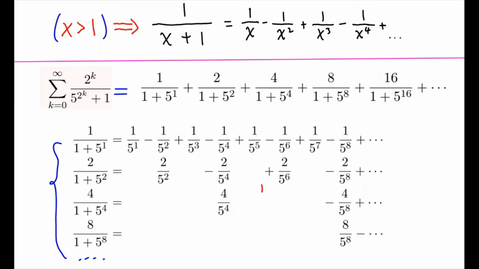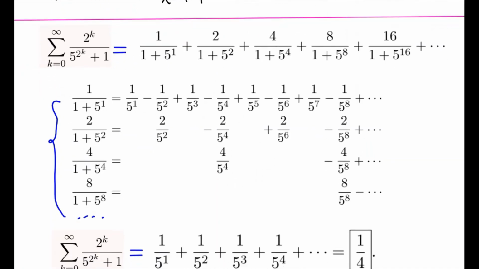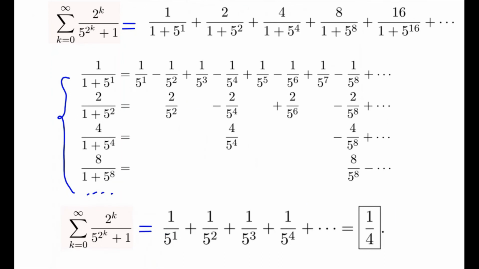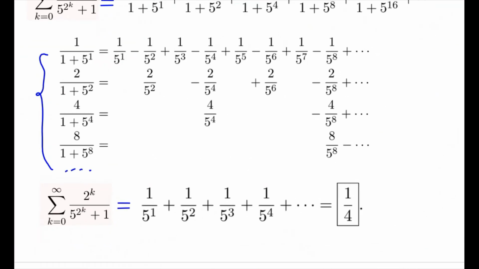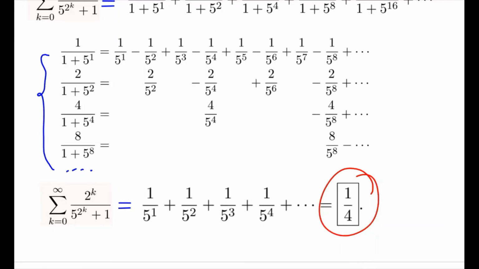So after we add this all together, scroll down a little bit, we're going to be left with this being equal to 1 divided by 5 to the first power plus 1 divided by 5 to the second power, and so on. Since this is just a geometric sequence, we can just use the formula. And we're going to have this be equal to 1 divided by 4. And there you go. That's our answer.